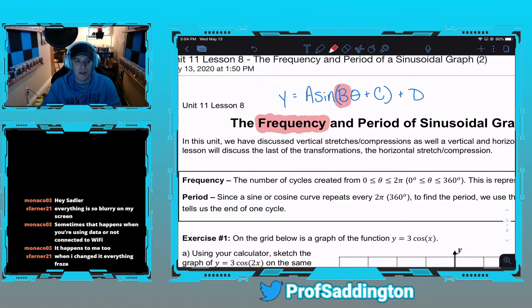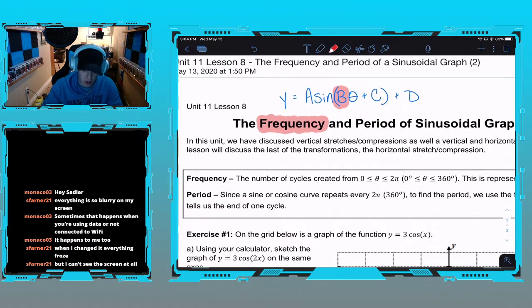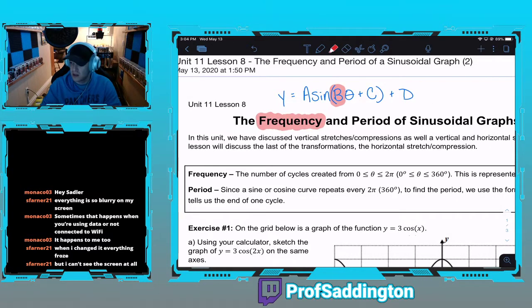You might just have to do a refresh, Sierra. It should hopefully pop up. I don't know why it wouldn't. I'm not sure why you wouldn't be able to see it, especially because they gave us the option for you to change it to a lower quality if you need to. There's nothing else on my end that I can do to help you.